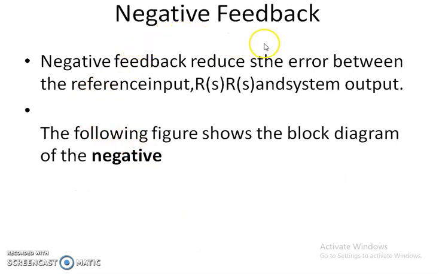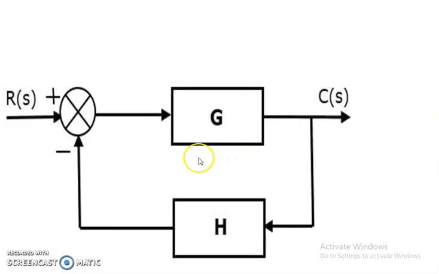Next one is negative feedback. The negative feedback reduces the error between the reference input R(s) and system output. The following figure shows the block diagram of a negative feedback control system. Similarly, this one is the block diagram of a negative feedback control system. Here the input is R(s) and output is C(s), and G(s) is the gain and H(s) is the feedback from the output side to the summing point.